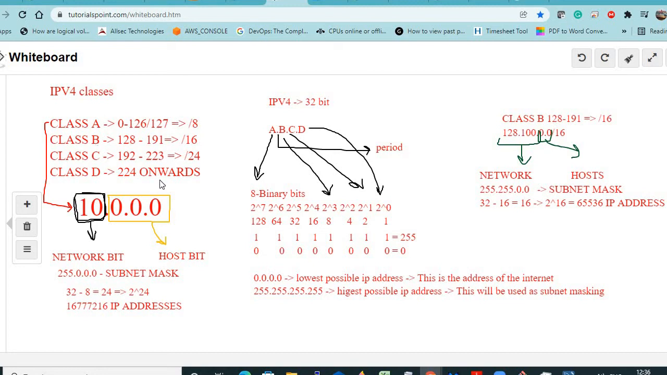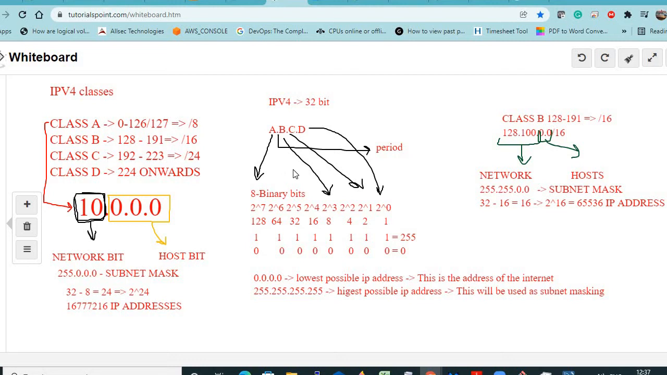Okay. So class C, similar, it is /24. The subnet mask will be 255.255.255.0. And 256 IP addresses. So 32 minus 24, that is 8. So 256 IP addresses.